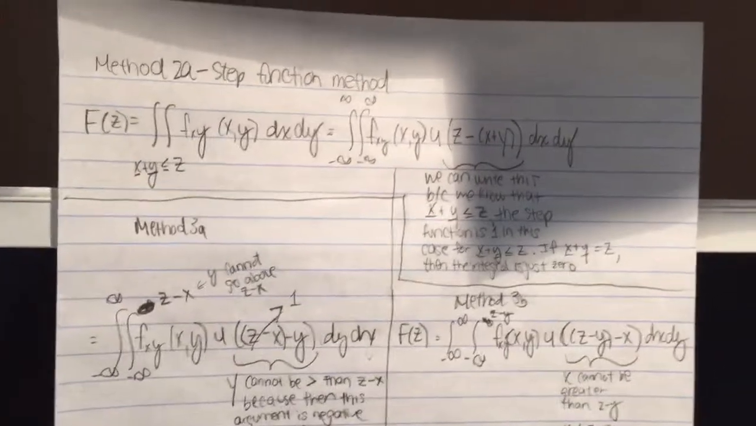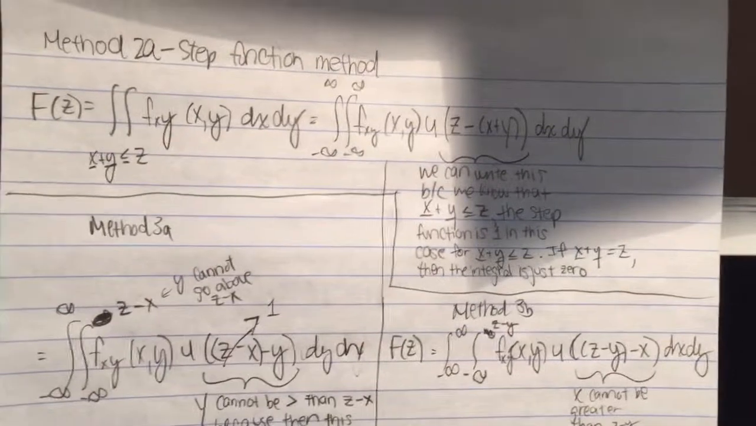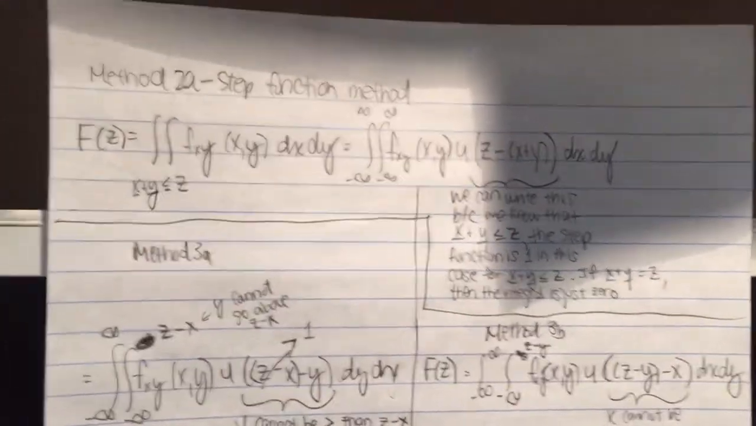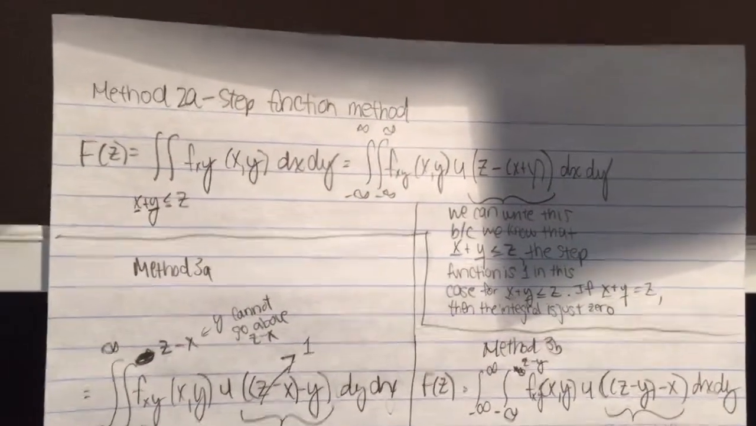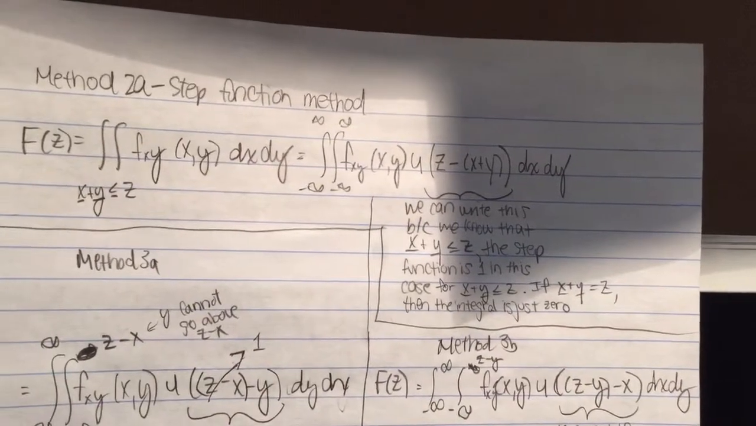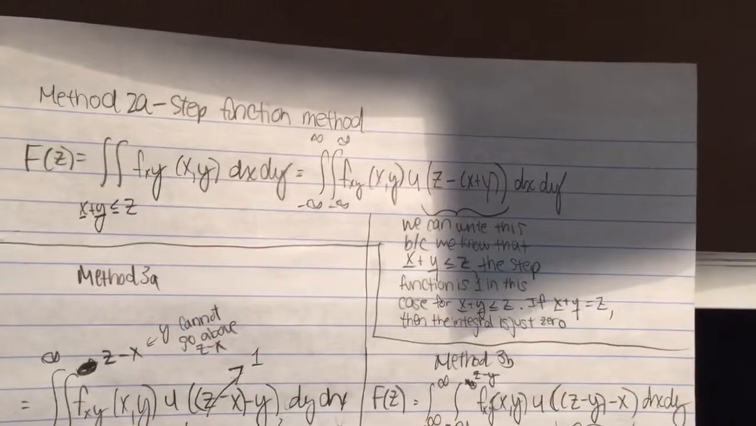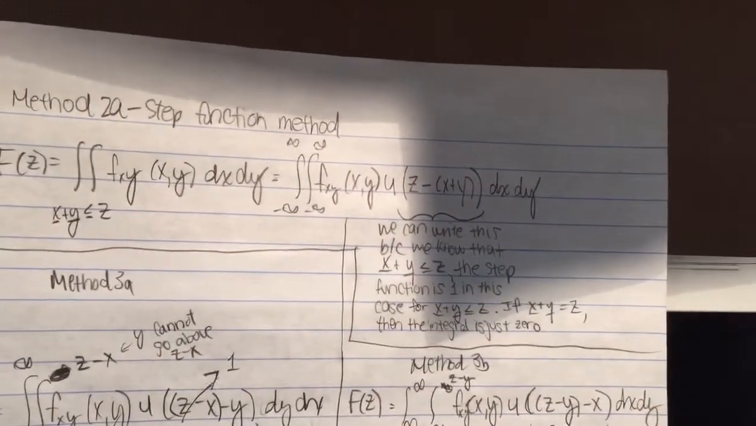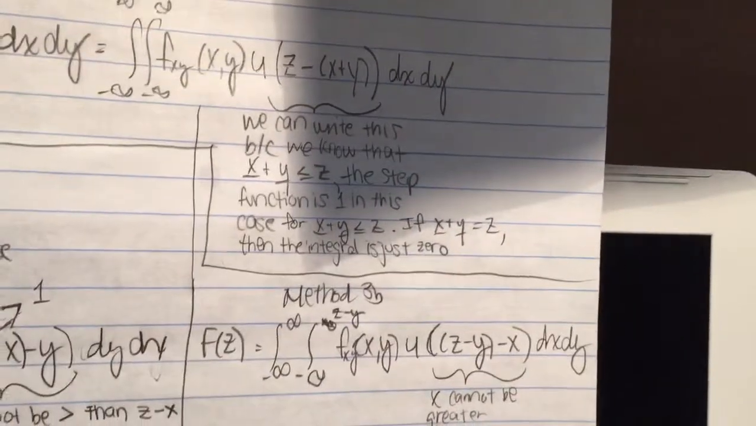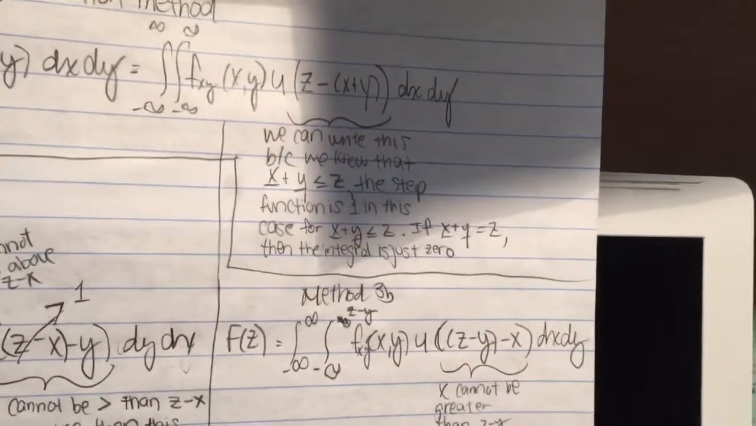Big F of z equals, this is the problem that we're presented with, the double integral of x plus y, any variable x plus any variable y, less than or equal to z, f of x comma y dx dy. We're going to translate that to negative infinity to infinity, negative infinity to infinity, the double integral of f of x comma y, step function of z minus x plus y, dx dy. We can write this because we know that any variable x plus any variable y must be less than or equal to z.